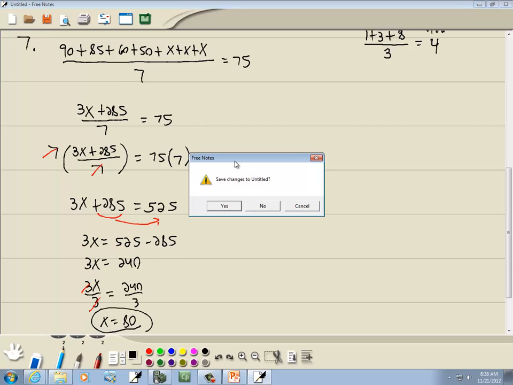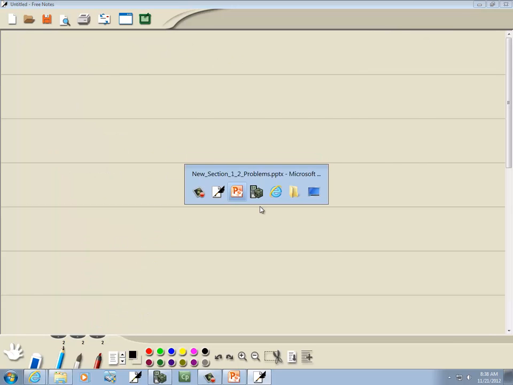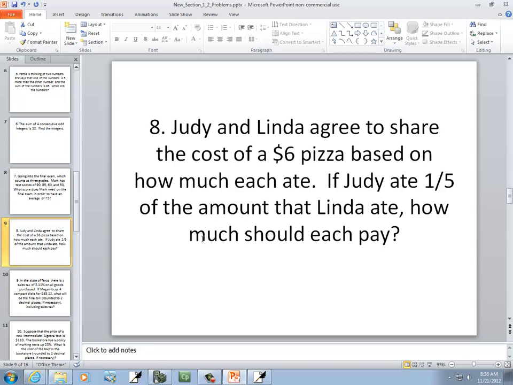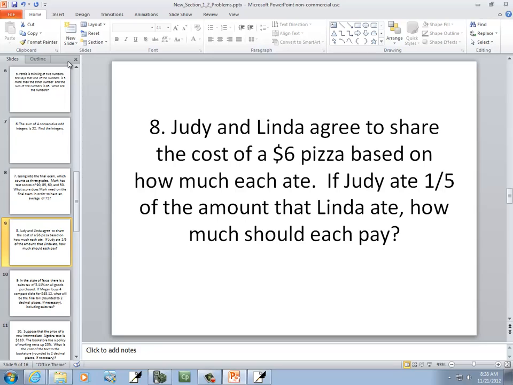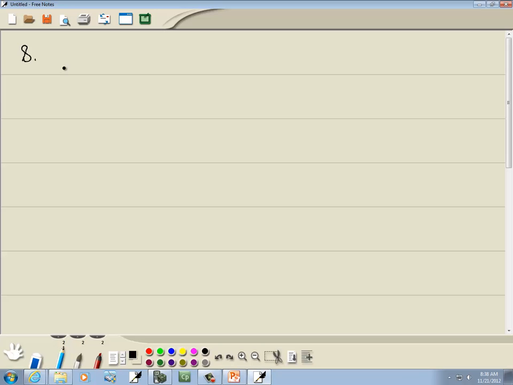And let me start a new page. And let's look at the next one here. It says Judy and Linda agree to share the cost of a $6 pizza based on how much each ate. If Judy ate 1/5 the amount that Linda ate, how much should each pay? Judy, Linda.